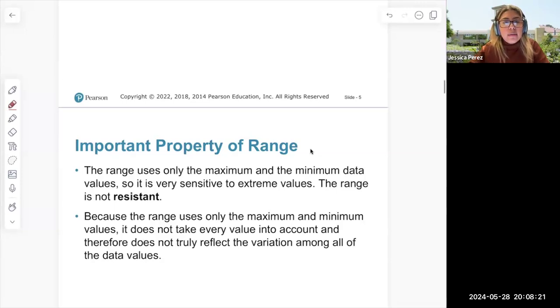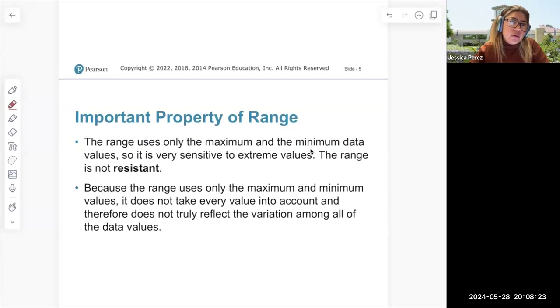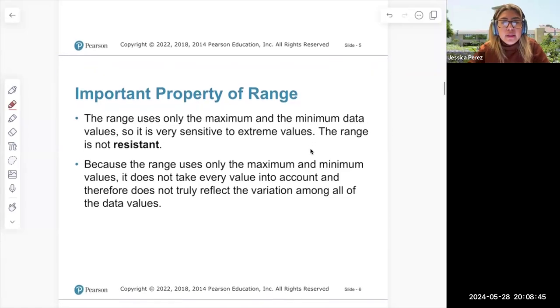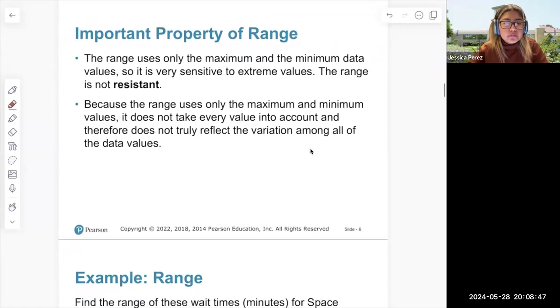The range uses only the maximum and minimum values, so it does not take every value into consideration, and therefore it doesn't truly reflect the variation among all of the data values. When we look at the range, we only look at two pieces of information, so we don't have enough information to truly reflect what's going on in the problem.